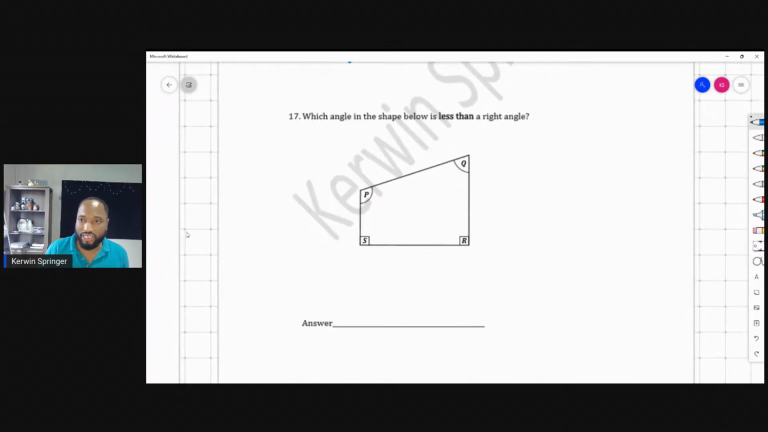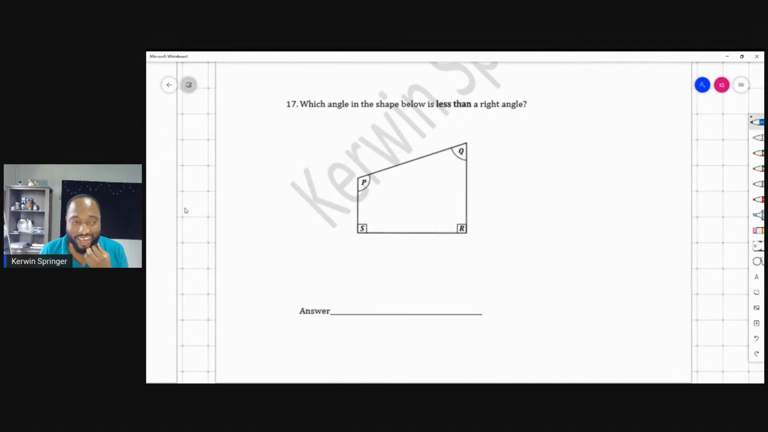Which angle in the shape below is less than a right angle? I know you all love when they give you these questions. Easy thing. This is a right angle. This is a right angle. This is an obtuse. Remember the obtuse?